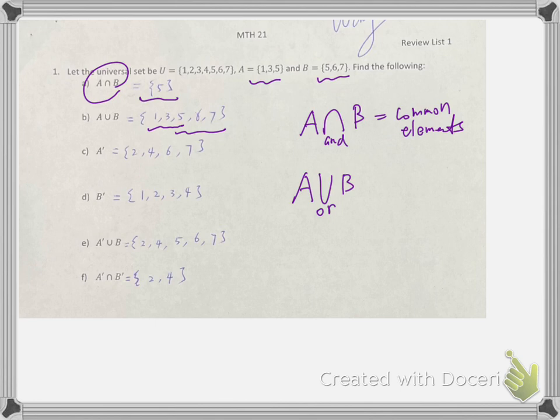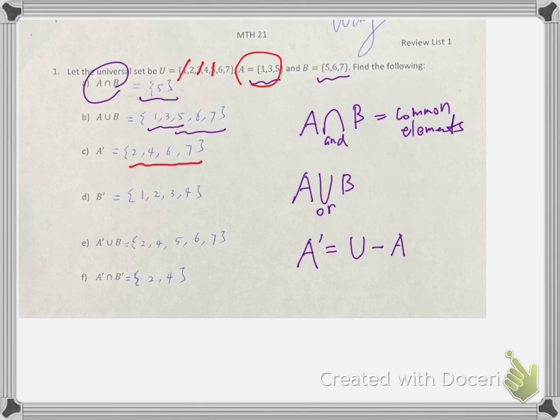So now what is A prime? A prime is all the elements in U minus all the elements in A. So it's in U but not in A. What is in A? A is 1, 3, 5. So you delete 1, 3, 5, and you get the complement. The complement is 2, 4, 6, 7.